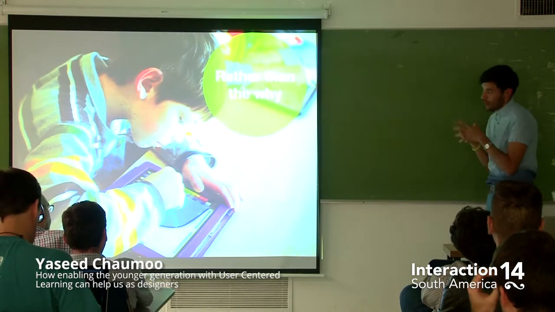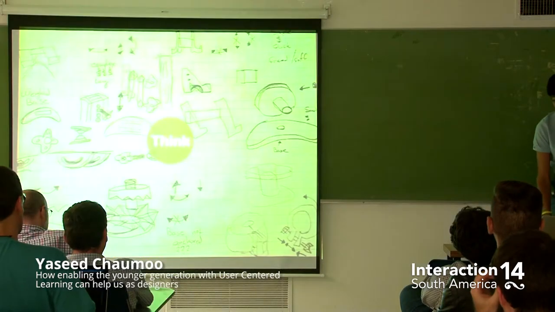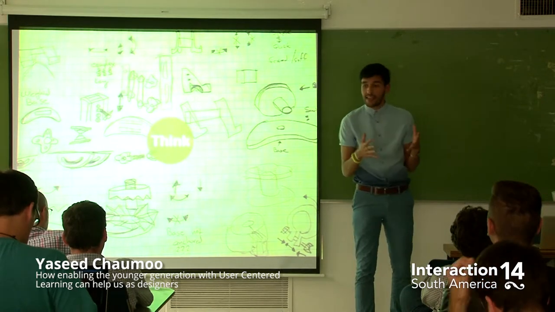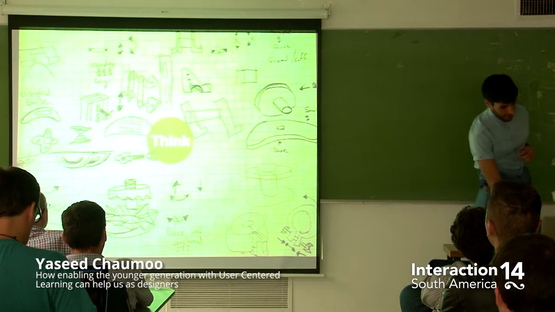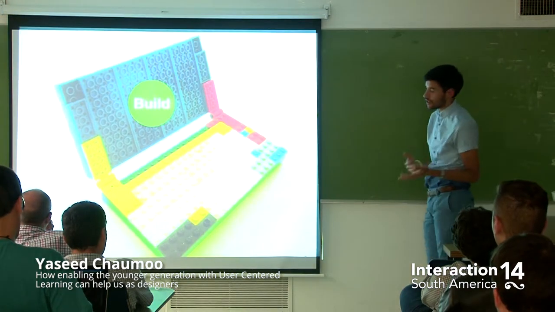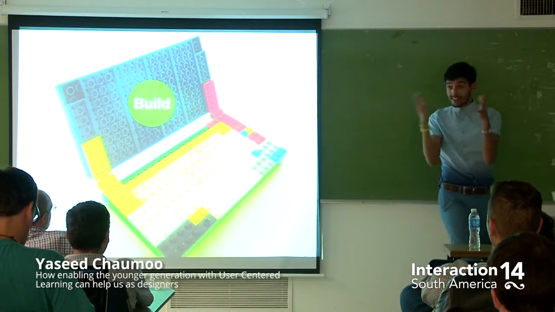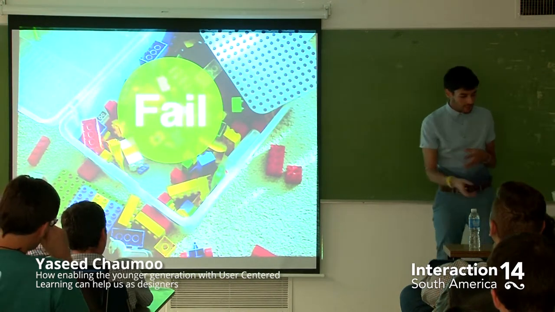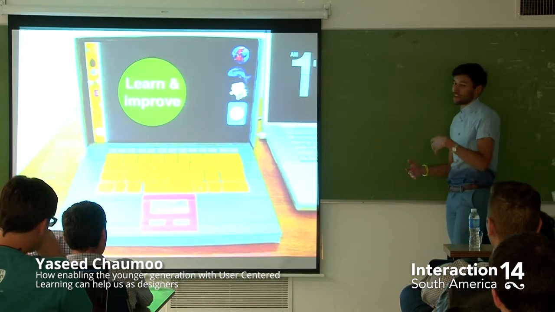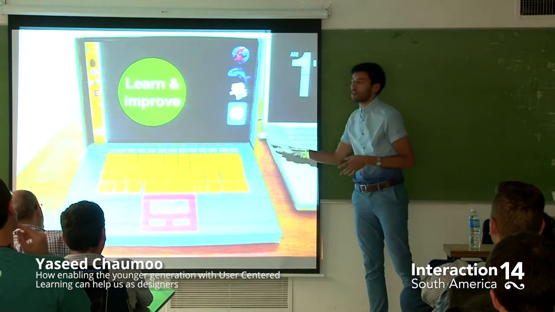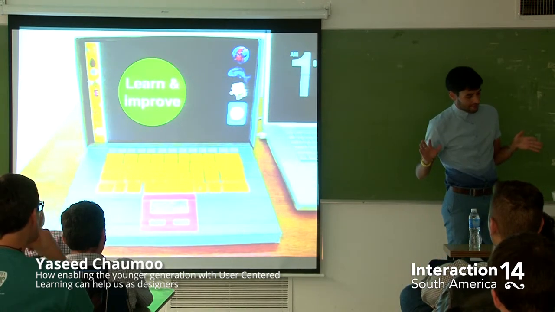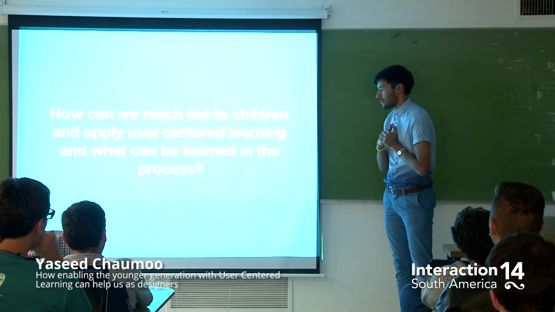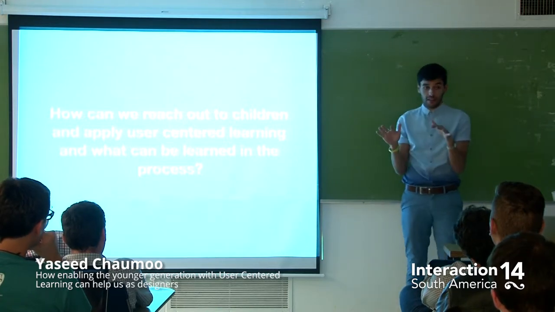So let's think of a scenario now. Wouldn't it be great if we took some students, some kids, and got them to think about something? In this task, we're getting them to think about how to make a laptop. Then we're going to say, now we're going to build this laptop, using Lego bricks. And we're going to test it out. Oh, wait a minute. Oops. It didn't actually work. Failed. But then we can learn and improve, because obviously the materials weren't right. Things weren't right. We can learn and improve and get better. So how do we then reach out to children and apply this user-centered learning and make sure they understand the process? And what can we learn in the process?